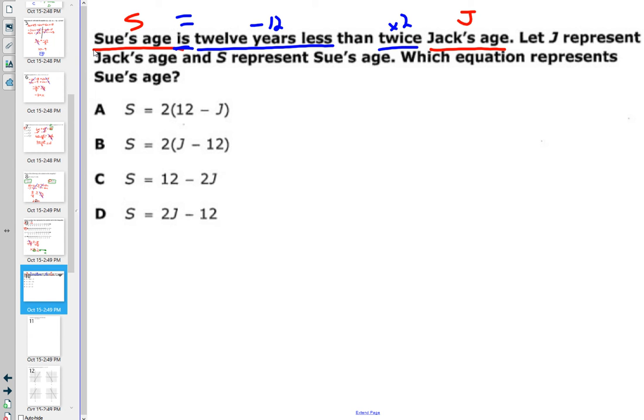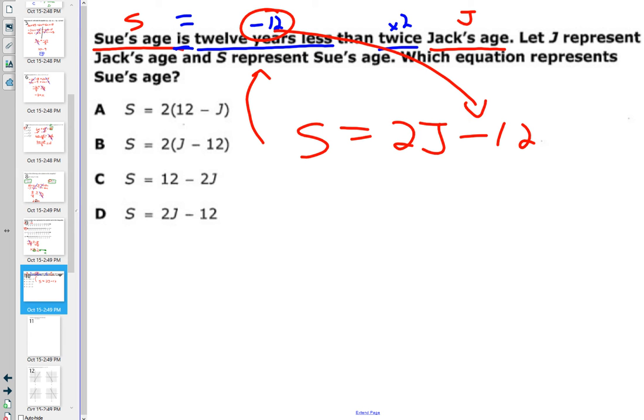But the thing is, you have to be careful how you write it. Do not write this. A lot of people will write S equals 12 minus 2J. But subtraction is not commutative. In order to take something away, it has to be there first. So in order for me to take 12 away from 2J, the 2J has to come first. This can also be confirmed by what I wrote up here. Look at what I wrote. The 12, what did it have in front of it? It had a negative. And then the 2J.